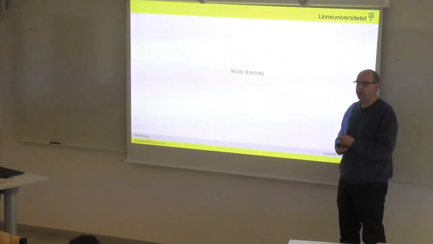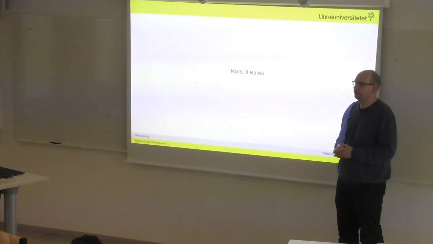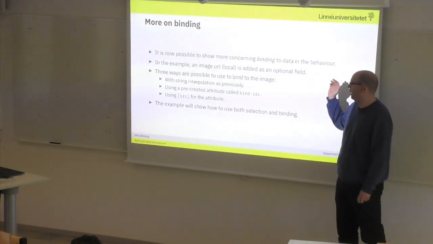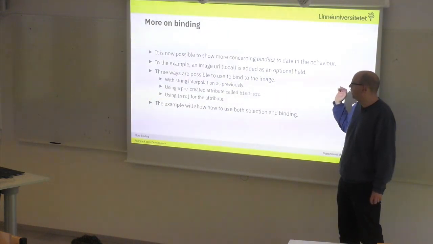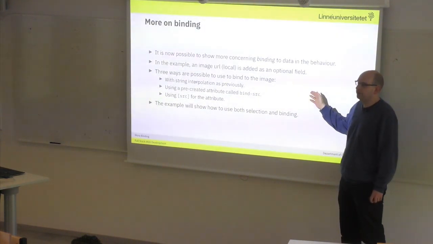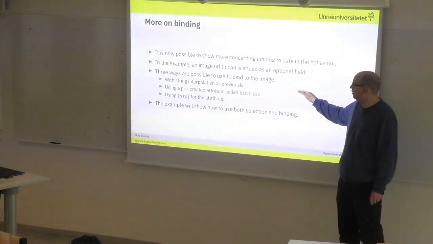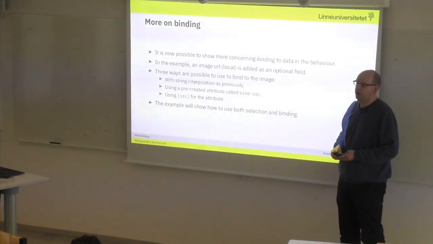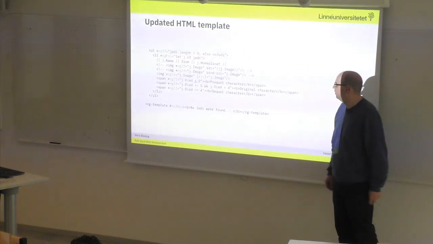We'll be looking briefly at more bindings, because we can bind to a lot more things. So we are going to add an image. We are going to look at different ways to bind to this image using string interpolation, the pre-created attribute called bind source, or source in brackets. And basically this is just to show that there are different ways to bind to whatever we've got in the component.